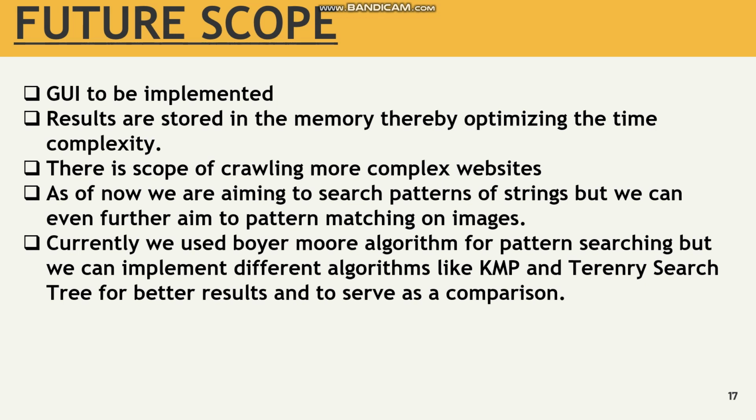Currently, we use the Boyer-Moore algorithm for the pattern searching, but we can implement different algorithms like KMP and the TST, which is the ternary search tree, for better results and to serve as a comparison among the different algorithms.